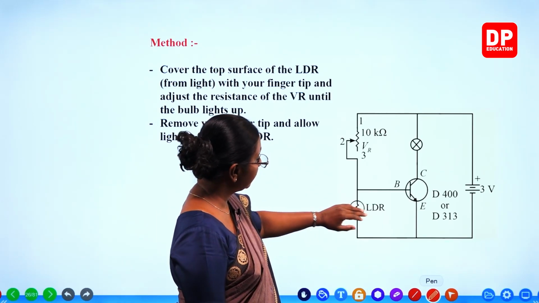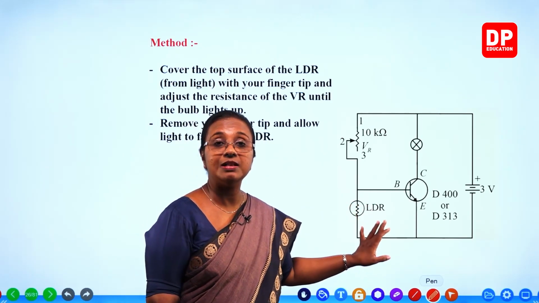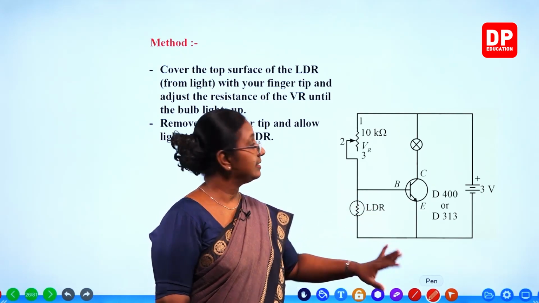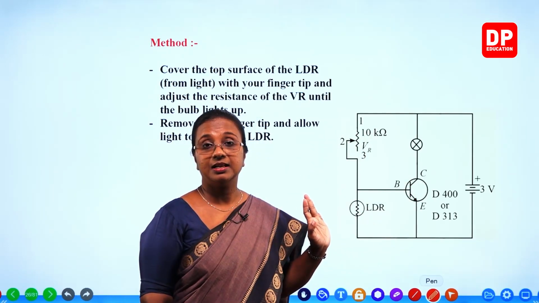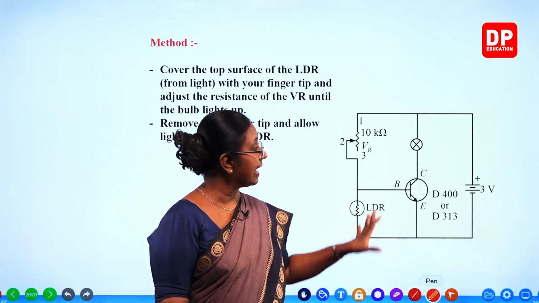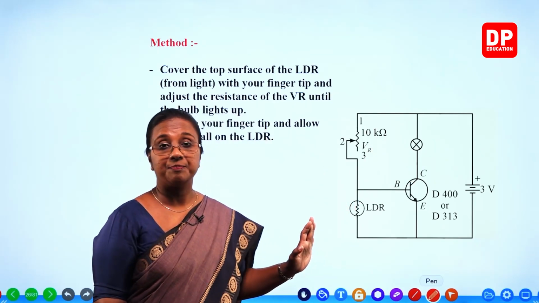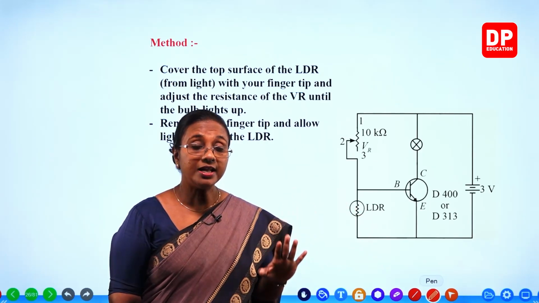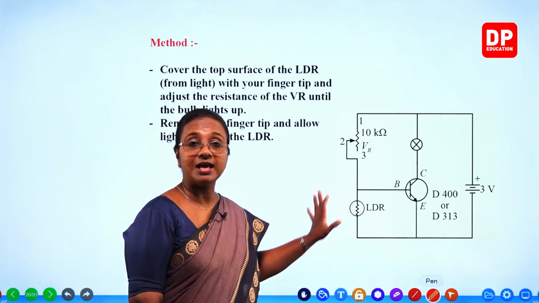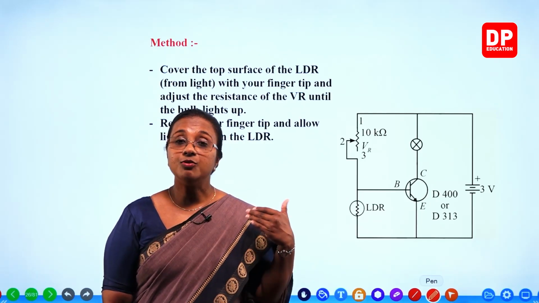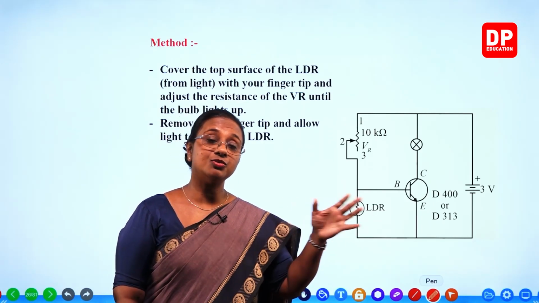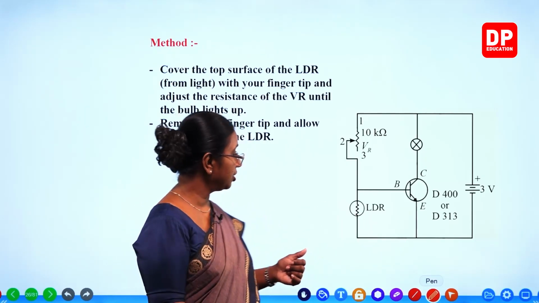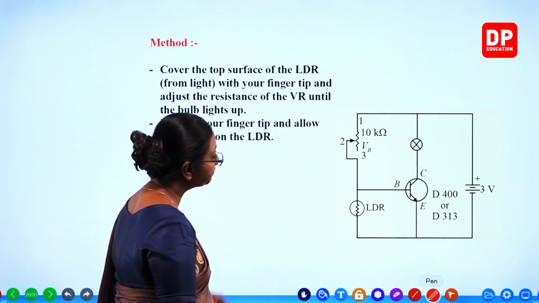Then we take off the covering so that light will be incident on the LDR. Then you will see what happens in the circuit. Of course, you will understand that the bulb will light up. Now students, although I am going to do the activity in the lab, before I do that, I am going to explain what happens in this circuit. Then you will have a better understanding of how to observe and understand the observation. So this is what will happen.